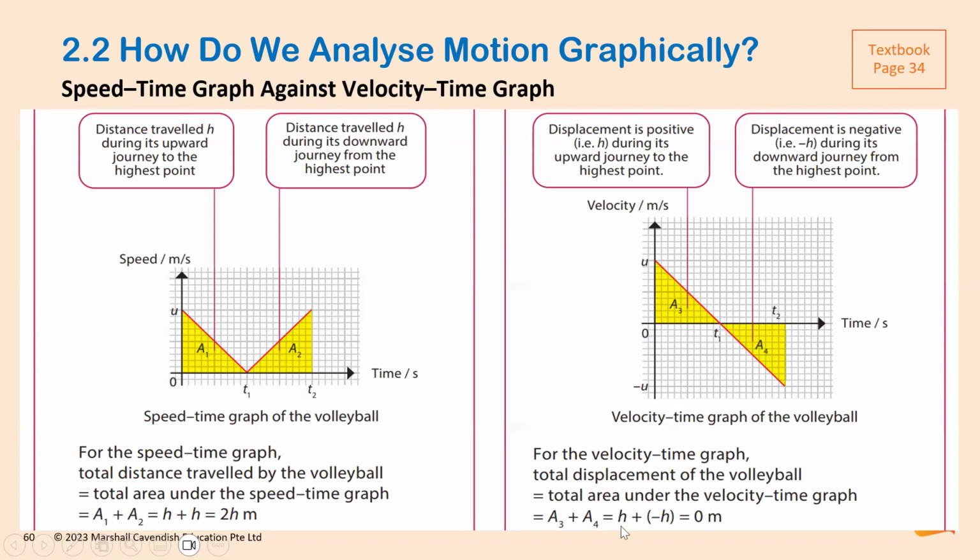So my displacement will actually be 0 because these two areas are the same. A3 minus A4 gives 0. I stick out my hand, I throw the ball up, it moves up to my highest point, and then it comes down back to my hand again. So the total displacement will be 0.